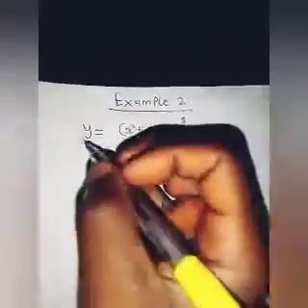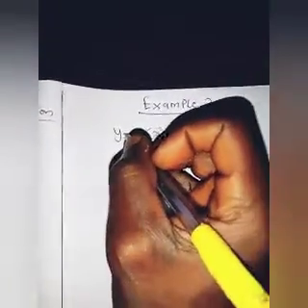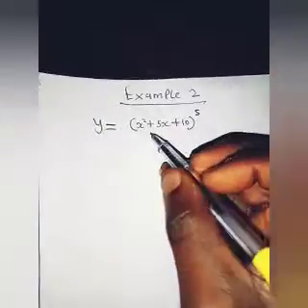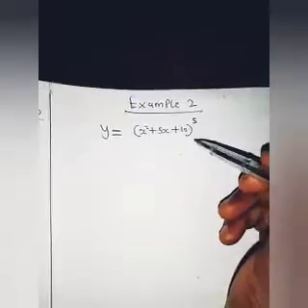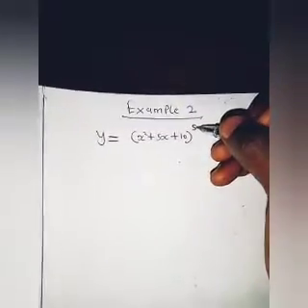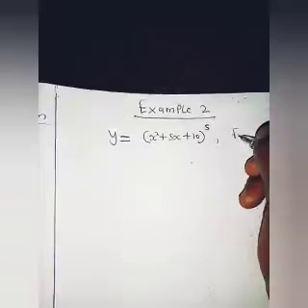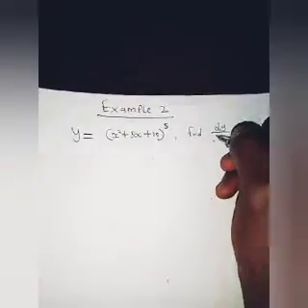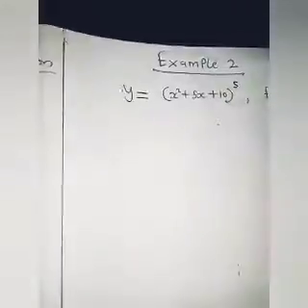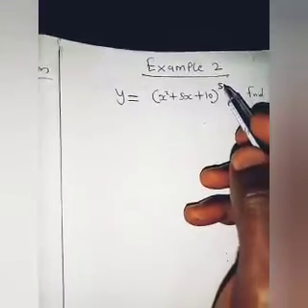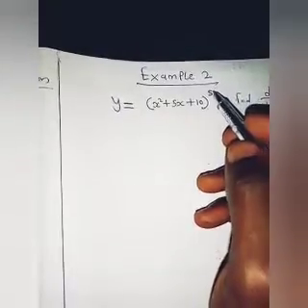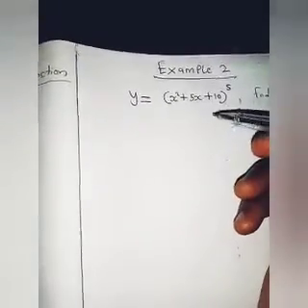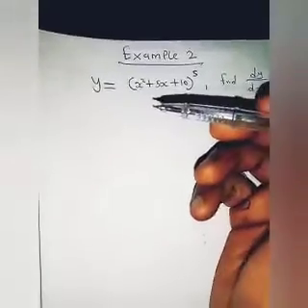So let's look at example 2. Example 2 is if y equal to into bracket x squared plus 5x plus 10, then close bracket having power of 5, and we are told to find dy over dx. To find dy over dx, we can see that it's going to be difficult to expand this 5 times. So it's better for us to use chain rule, composite rule.